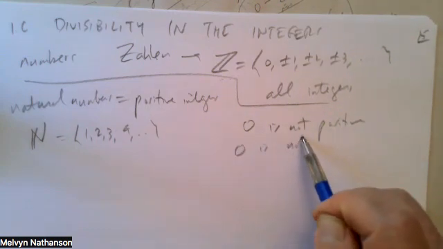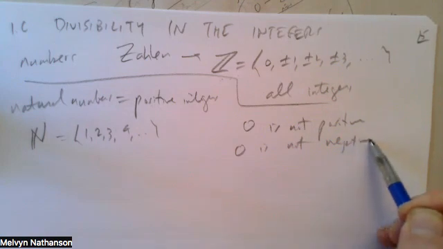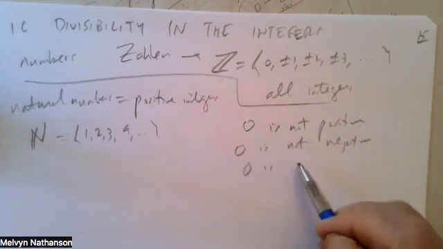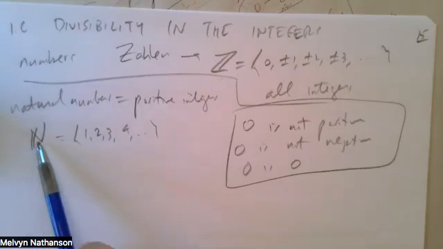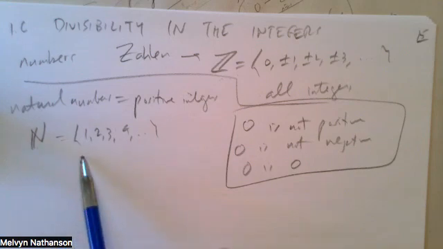And 0 is not negative. 0 is 0. Right? So the integers divide into three sets: the positive integers, the negative integers, and 0. Sometimes it's a little confusing. N does not stand for negative. It stands for exactly the opposite. It stands for natural numbers, which are the strictly positive integers, not 0. Right. So that's our standard notation.